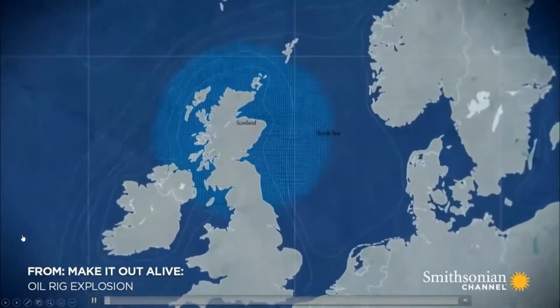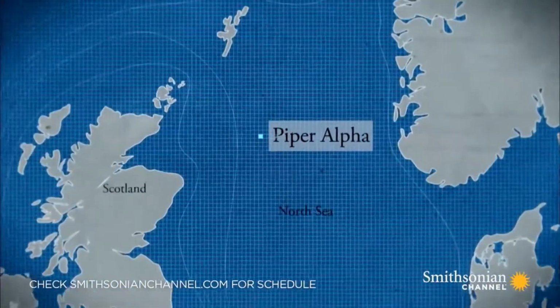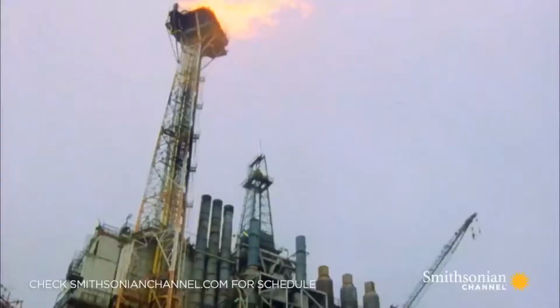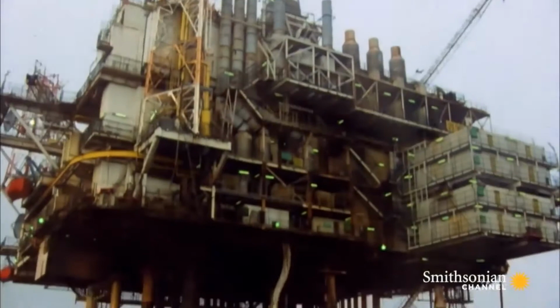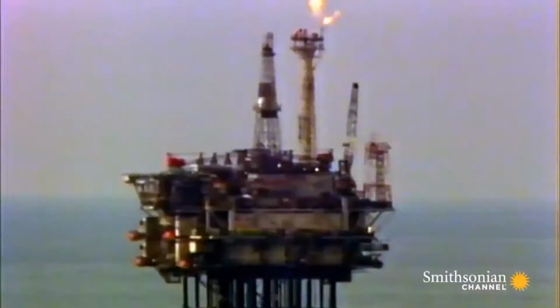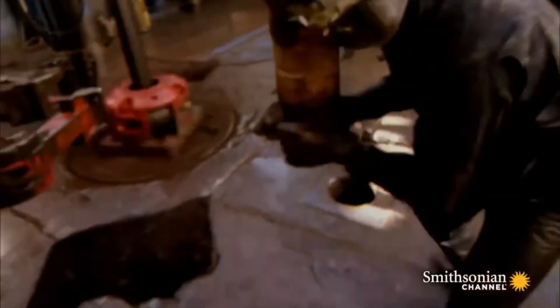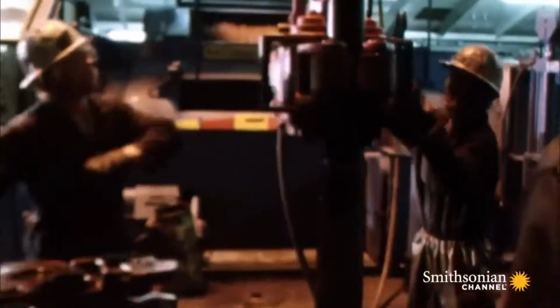July 6th, 1988, 120 miles northeast of Scotland, the Piper Alpha oil rig. At 14,000 tons and 2.5 times the height of the Statue of Liberty, it is one of the largest rigs in the world. Piper Alpha was the world's most successful oil rig. What that means was that in a single day, Piper Alpha produced more barrels of oil than any other oil rig or oil platform in the world. A crew of 226 rotate shifts to keep the oil and gas flowing.